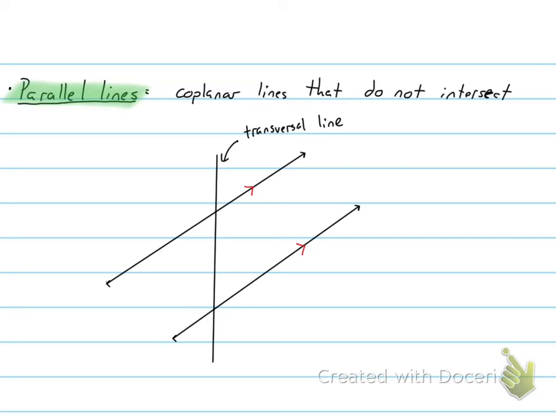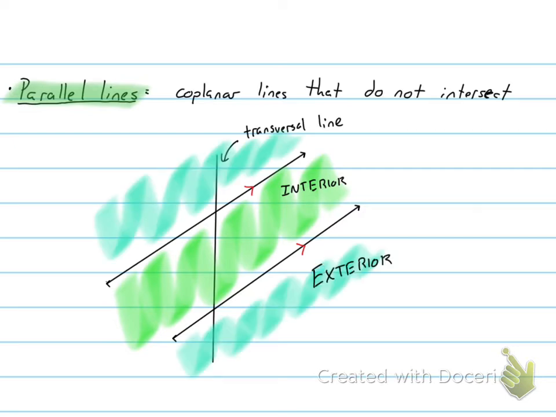And then something we're also going to talk about today is a transversal line. A transversal line is basically just a line that cuts through the parallel lines. And when we have that, inside here is the interior of the parallel lines, and everything outside of it is the exterior.